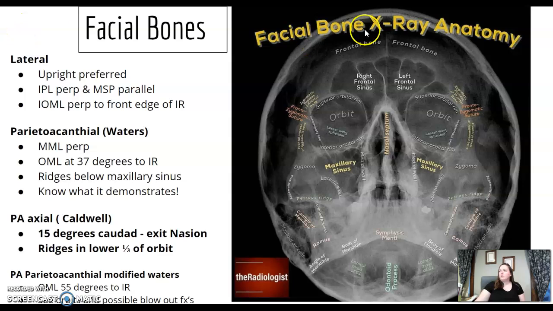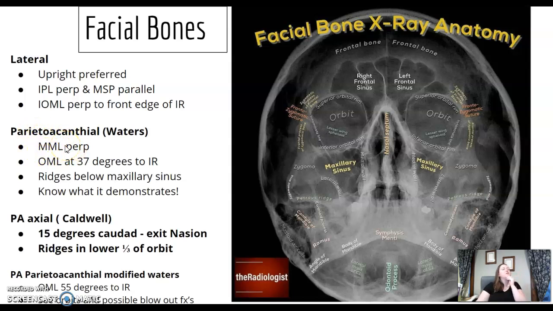Facial bones, again, anatomy. You're going to hear me say that again and again. Know your anatomy. Ideally, upright is preferred. Trauma to the face, we're most often looking for an air fluid level, right? Waters is always going to be your MML. Okay, so keep that in mind.